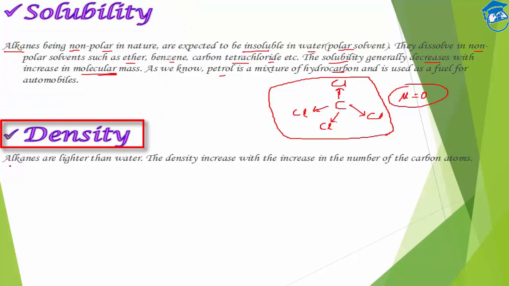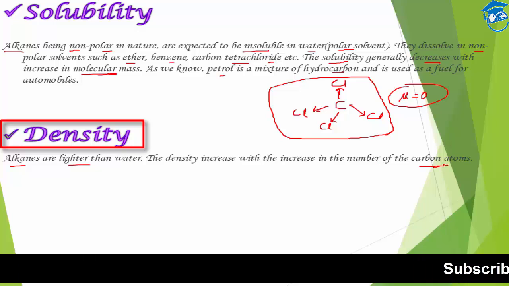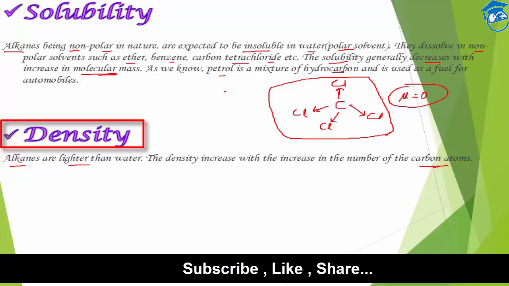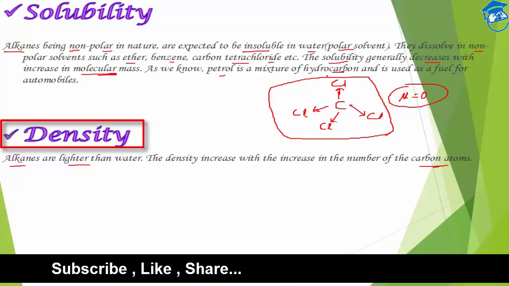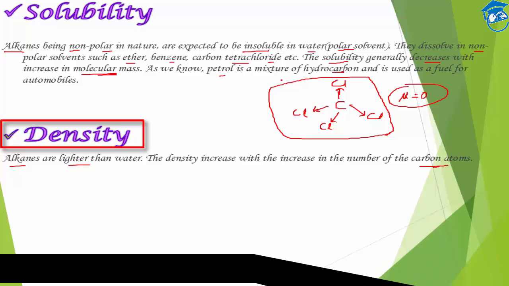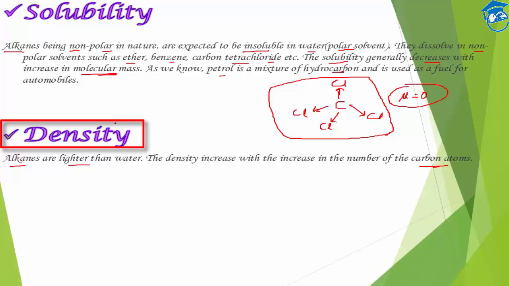Next, density. Alkanes are lighter than water. Their density increases with an increase in the number of carbon atoms. As we have mentioned, petrol is a mixture of hydrocarbons, so you will see that petrol floats over the water because it has low density compared to water, and the density will increase with the number of carbon atoms.